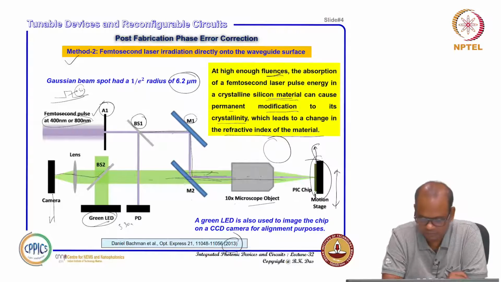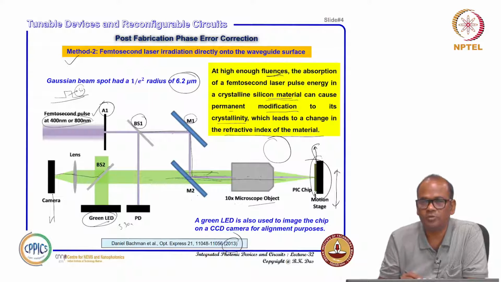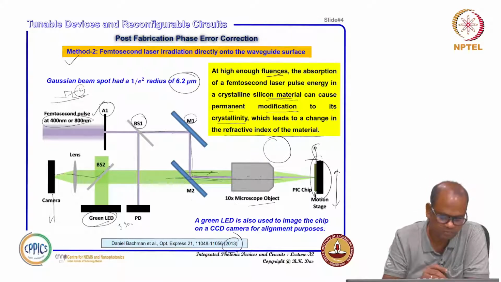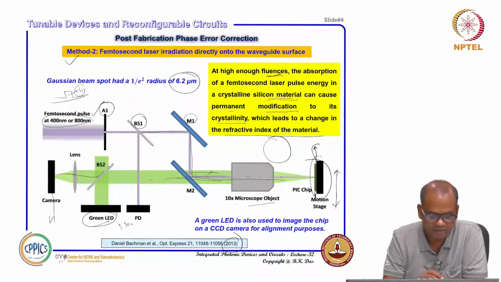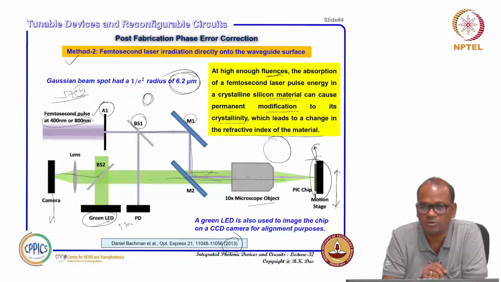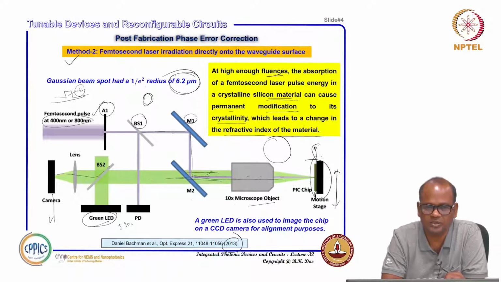Till the last several years people were just testing more and more and trying to do some kind of post fabrication phase error correction. However, this method appears to be very expensive, because you have to use a femtosecond pulse laser, and also the spot size here is about 6.2 micrometer. You cannot control this spot size, so the spot will be 6.2 micrometer in diameter, at 1 by e square radius. That region will be changed. You cannot make a very small region to control. Okay. So this appears to be expensive, but it's quite interesting.